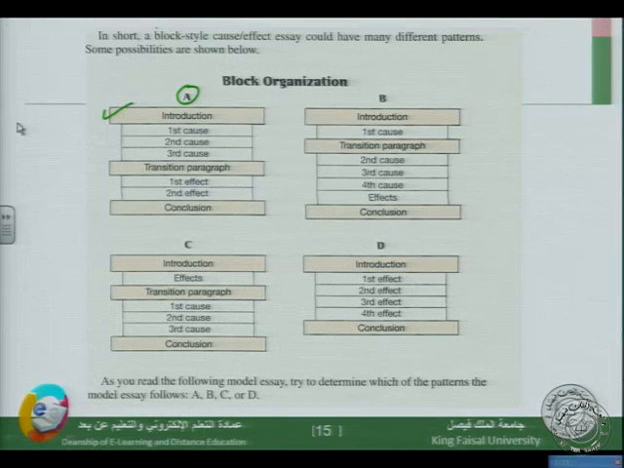You have the introduction, and after the introduction you have the body paragraphs. In the body paragraphs, for example, you start talking about the causes. One cause, second cause, and the third cause. So you're talking about reasons, right? Right here, this block is talking about reasons. But after that you need to show or write something about the results.